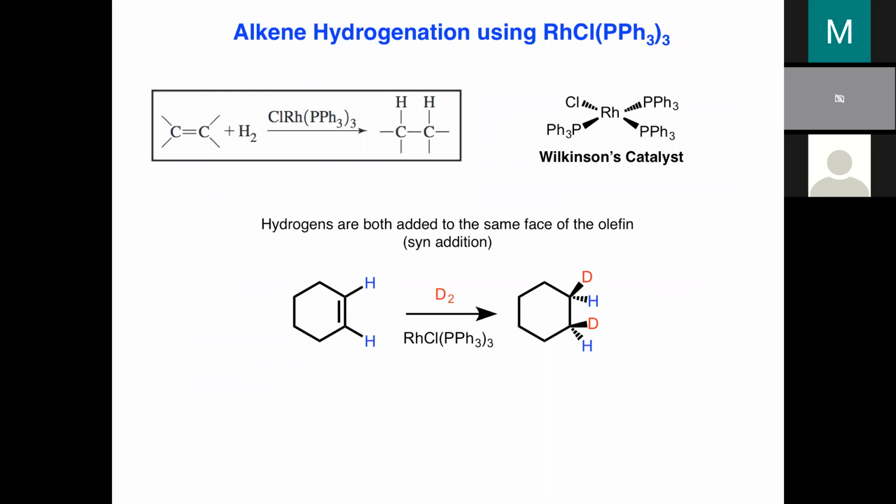Okay, so let's look a little bit at the hydrogenation of alkenes. This is a really important process that's performed on enormous scales in the chemical industry, and really important in pharmaceutical chemistry as well. More often than not, alkene hydrogenation is carried out using heterogeneous catalysis. But we're going to look at one homogeneous catalyst that's really good at performing alkene hydrogenation, and that's Wilkinson's catalyst.